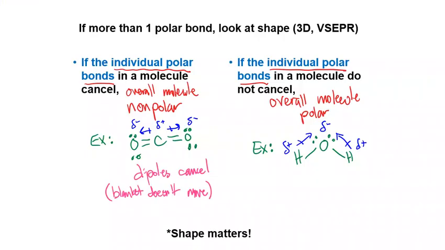So the reason that this molecule is polar is because overall it has a bent shape, whereas here it's a linear shape. Whereas with the carbon dioxide, the linear shape made it so that the bond dipoles would cancel each other out, the bent shape of the water makes it so that the bond dipoles don't cancel each other out.